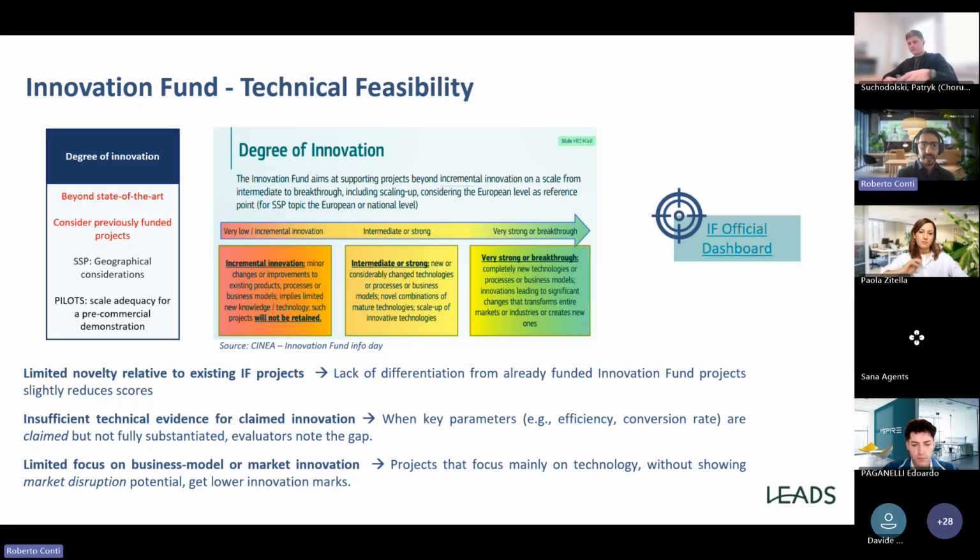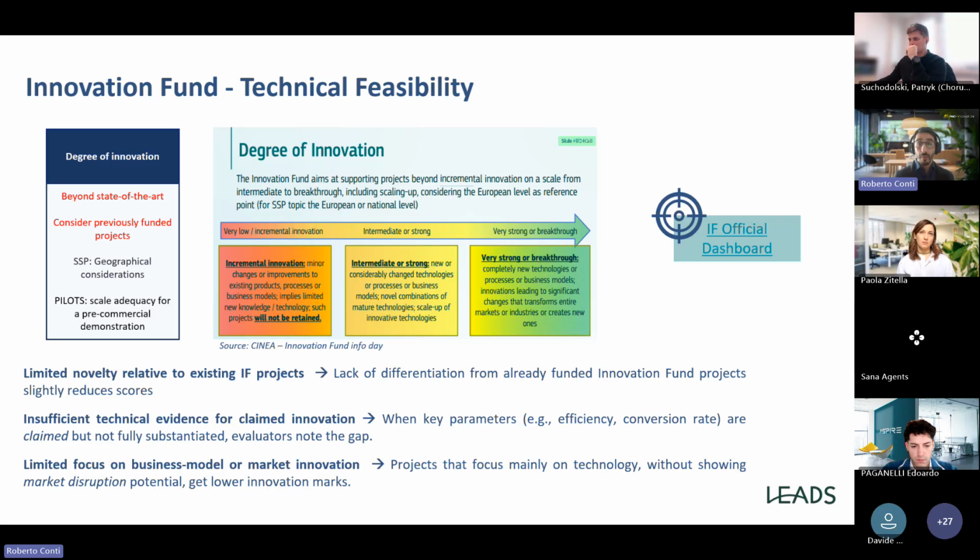If your project shows only incremental innovation, it is not eligible, let's say, for the Innovation Fund. What I mean is that the score for the degree of innovation in this case should not pass the threshold. So your project should demonstrate at least intermediate or strong innovation, or better, a very strong or breakthrough innovation.